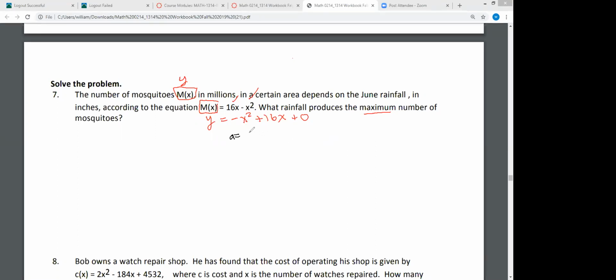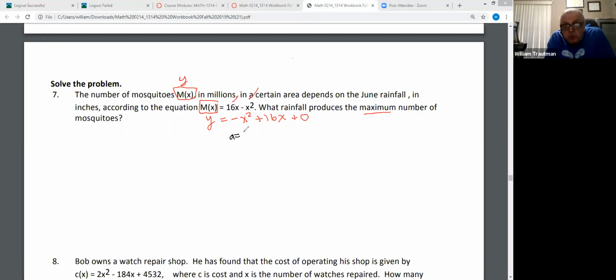There's a negative in front of the x squared, so A equals -1, B equals 16, and C equals 0. Even though we're not using C for the vertex, if we were going to use the quadratic formula, C would equal 0. There's nothing there. So we've got to find the vertex.